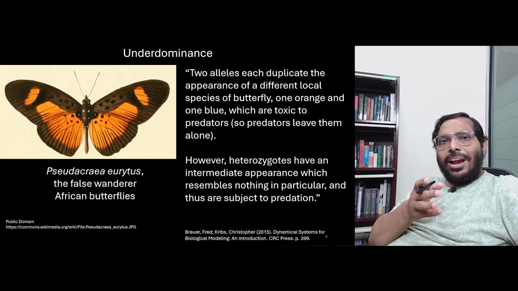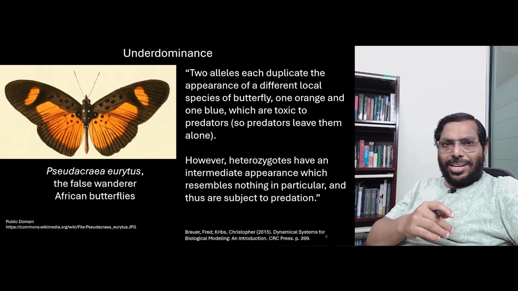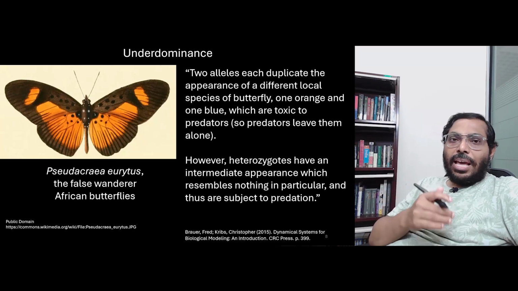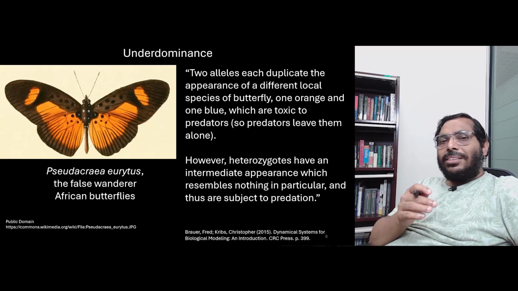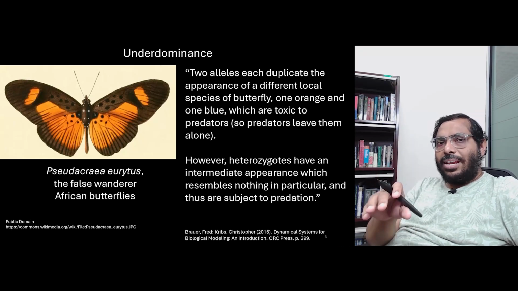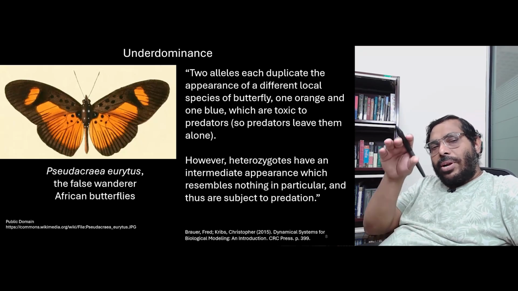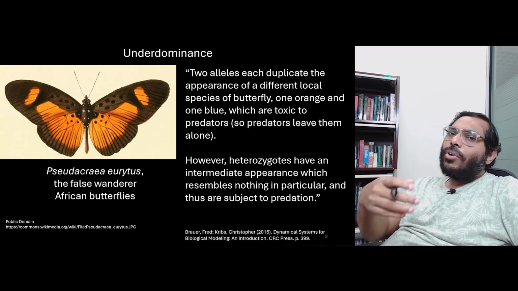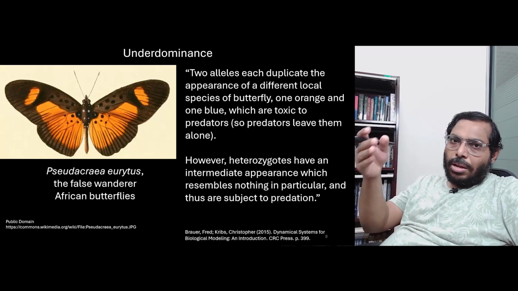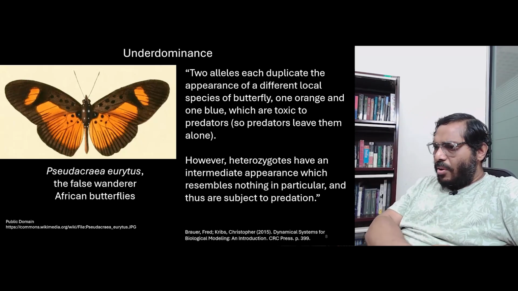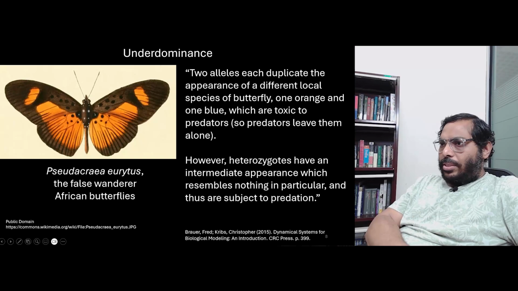It turns out that the heterozygotes have an intermediate appearance, and this intermediate appearance actually belongs to neither species, and therefore, the predators attack these heterozygotes at a very high rate, because of which the fitness of the heterozygotes goes down, and it becomes a case of underdominance, where as I said, the fitness of the heterozygote is less than both homozygotes. So, that is about underdominance.